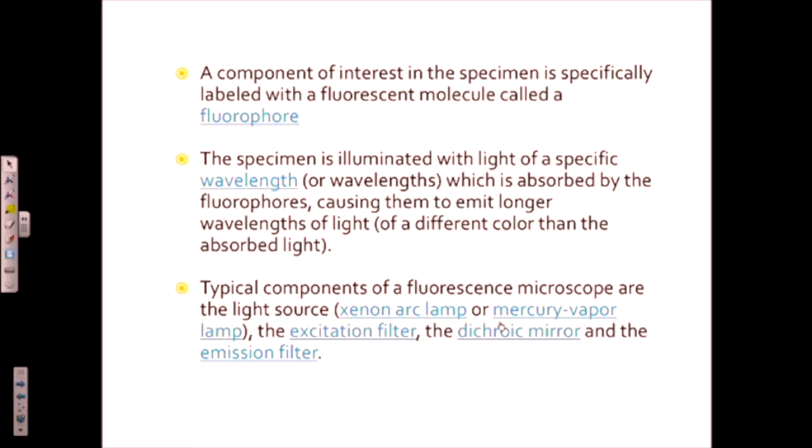One most important thing is that the typical components of a fluorescent microscope are the light source, which could be a xenon or a mercury lamp, the excitation filter or dichroic mirror, and the emission filter. When you start using a microscope, you will hear repeated requests to please turn off the microscope as soon as you are done. Don't leave the lamp on. That's one of the reasons: the xenon or mercury lamp.